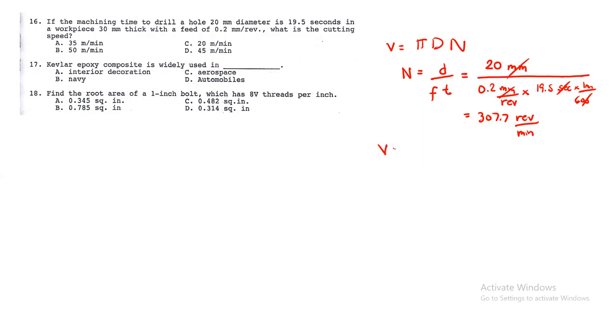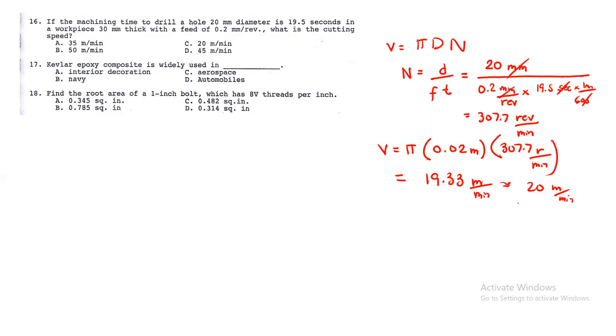Then, gamitin natin siya. So, V is equals pi, diameter na 0.02 meters times N na 307.7 revolutions per minute. So, ilan lalabas dito? So, ang sagot is 19.33 meters per minute. So, approximately equal to 20 meters per minute. The answer is letter C.